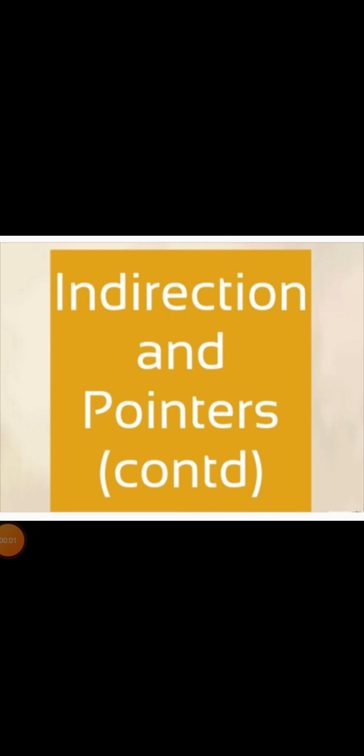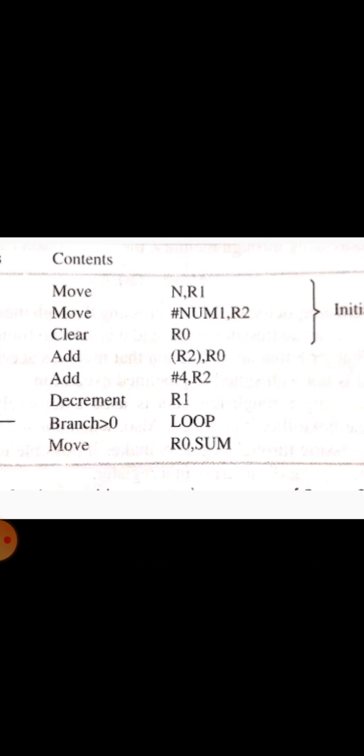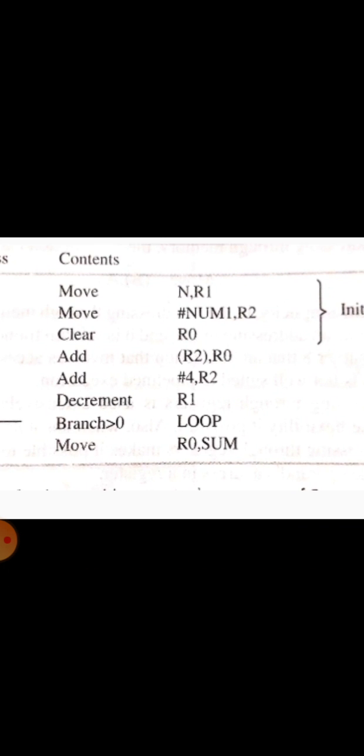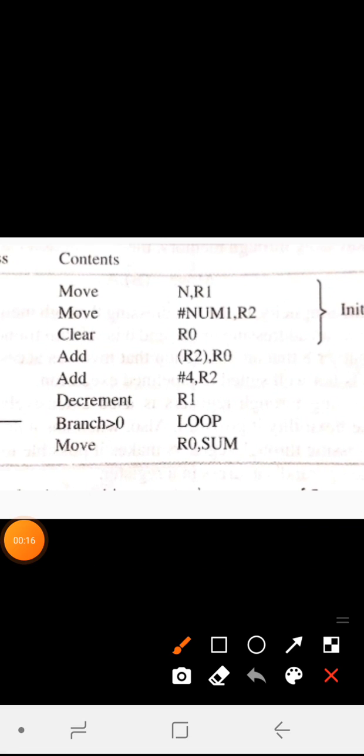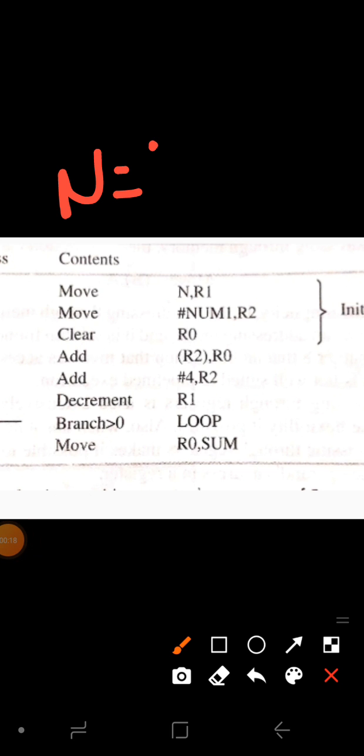In the previous class, we had discussed the addressing modes, and we stopped the discussion at indirect addressing. Let's continue the same by taking an example. Here we have taken an example of adding numbers. n is the number of data items you want to add, for example n is equal to 4, which I will store in R1. Therefore R1 will be acting as a counter.